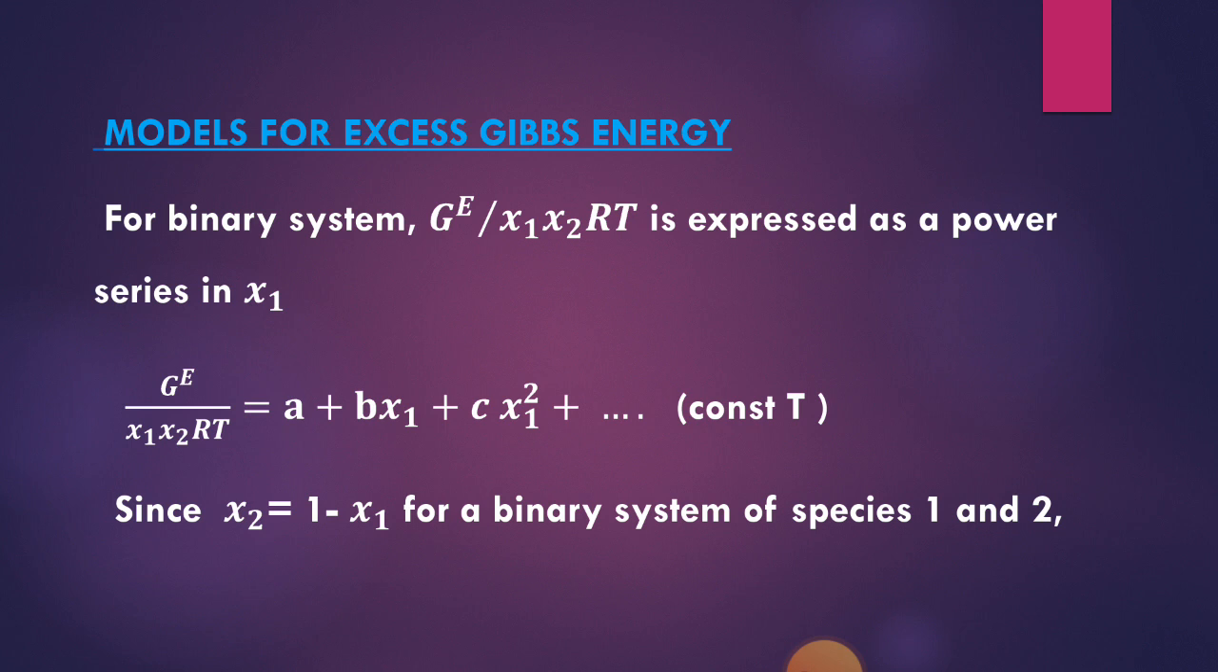Excess Gibbs energy is represented by GE. So here we consider the expression GE by x1 x2 RT, which is equal to A plus B x1 plus C x1 square plus and so on. This expression is written at constant temperature. For a binary system, x2 is equal to 1 minus x1, with species 1 and 2.